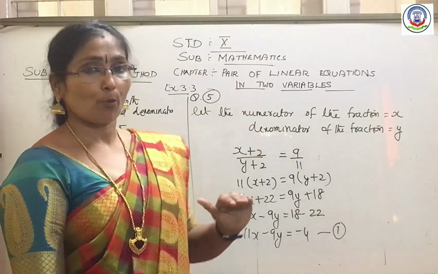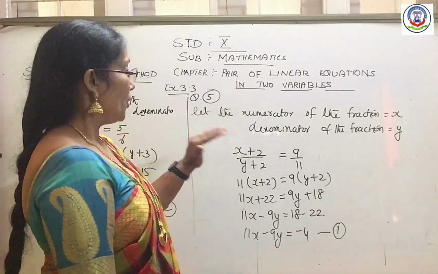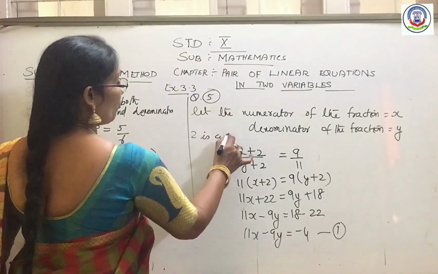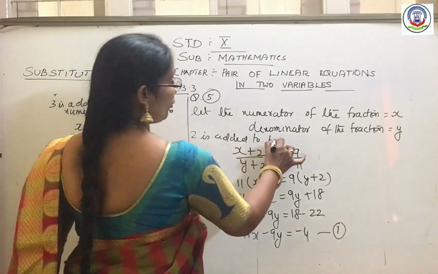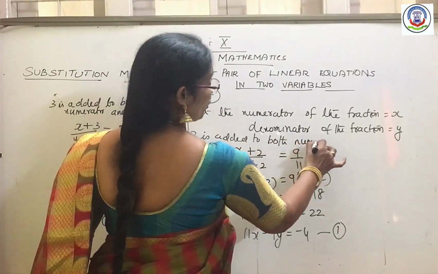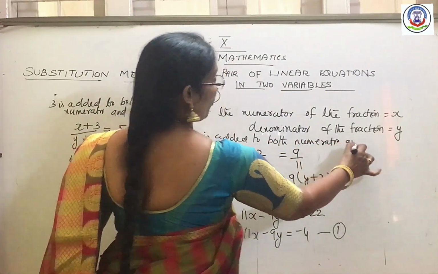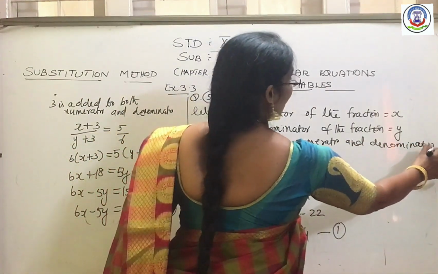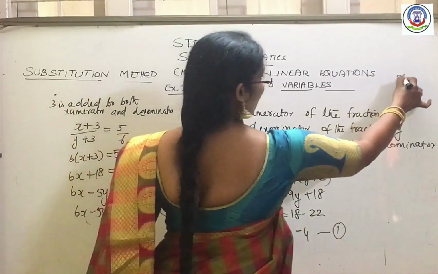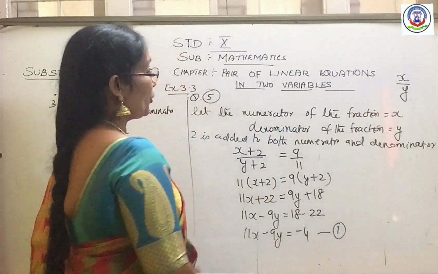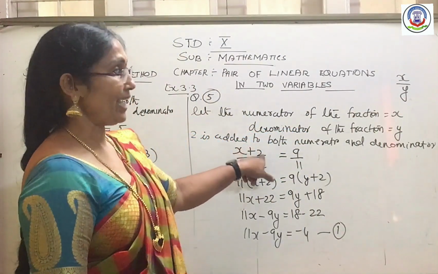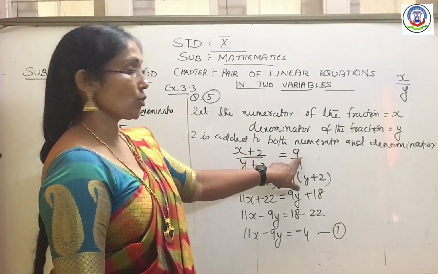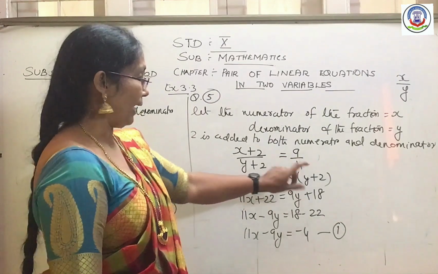The normal fraction, how will it look? It will be x upon y. Now the question says that 2 is added to both numerator and denominator. Then how will the fraction be now? The original fraction was x upon y. Instead of that, it will change into x plus 2 upon y plus 2 is equal to, as given in the question, 9 by 11.